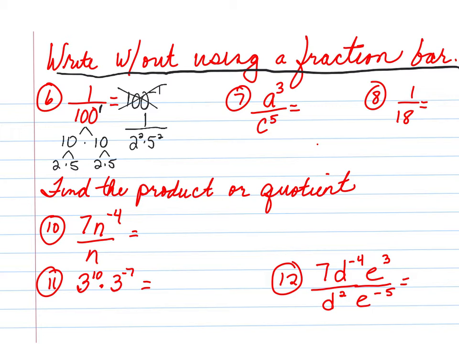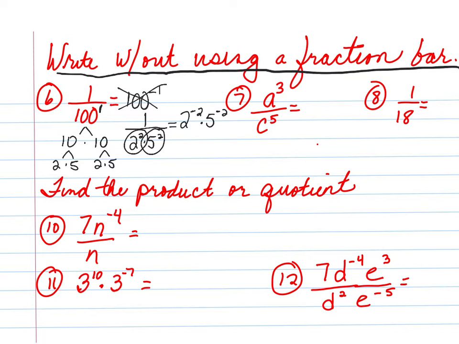Okay, now we got to write it without the fraction bar. Meaning, I've got to bring this back up to the numerator and this back up to the numerator. Well, if I bring them back up to the numerator, what kind of exponents are they going to have? So that's 2 to the negative 2nd times 5 to the negative 2nd.